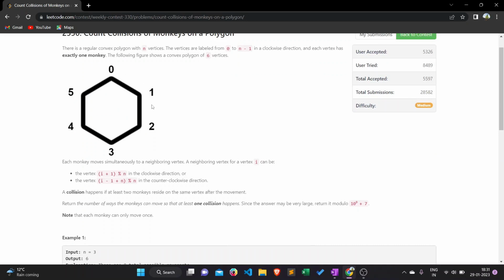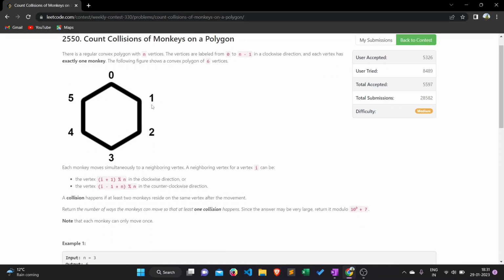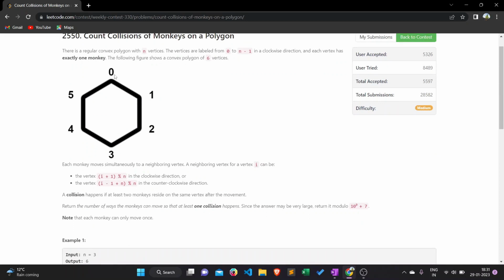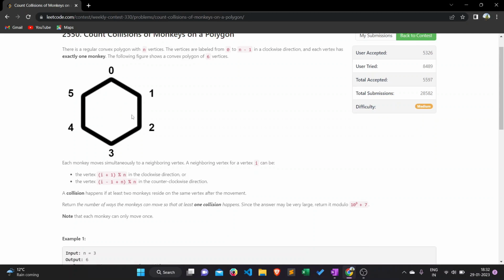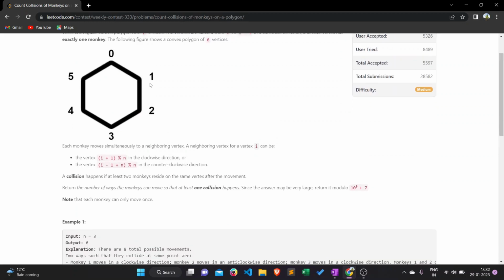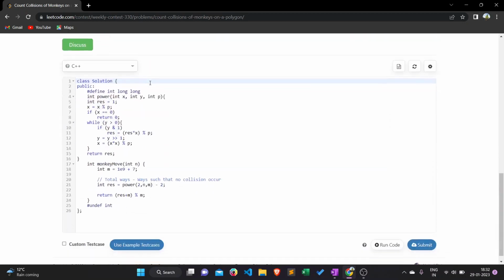Now we have to find the ways such that no collision happens, which is when all the monkeys move in the same direction by one step, like 0 moves to 1, 1 moves to 2, 2 moves to 3. Or another possible way is 1 moves to 0, 2 moves to 1, 3 moves to 2. All the monkeys jump to a neighbor in the same direction, once clockwise and once anti-clockwise. So there are only two ways in which no collision will happen. Now let's see the code.